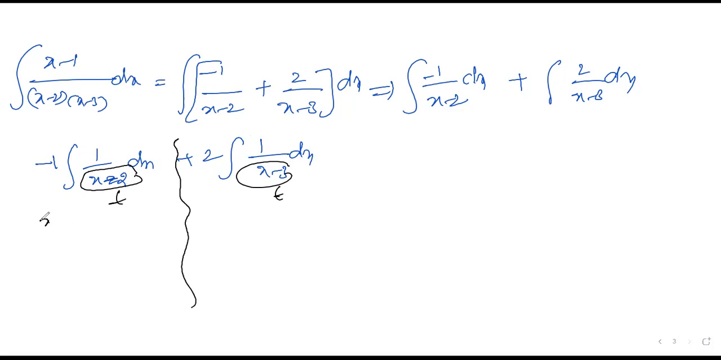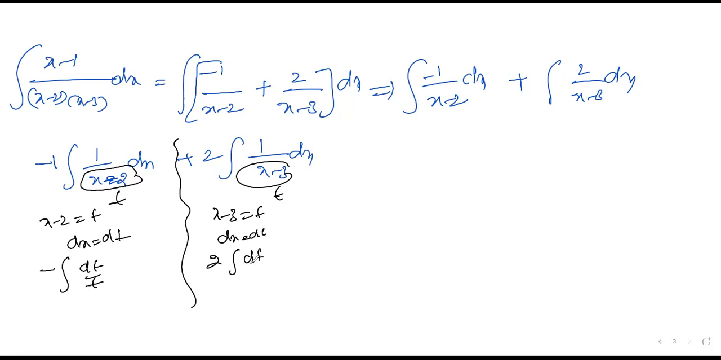t is equal to what? x minus 2 is equal to t, so dx is equal to dt. Clear? So minus 1 into dt by t. Here, x minus 3 is equal to t, so dx is equal to dt. What is this? 2 into integration dt by t. What you got? dt by t is log t. So minus log t plus c. Here also 2 log t plus c.